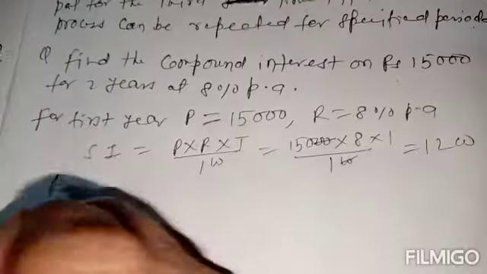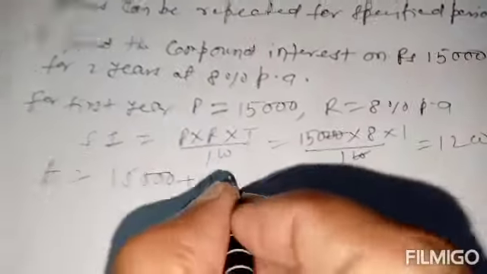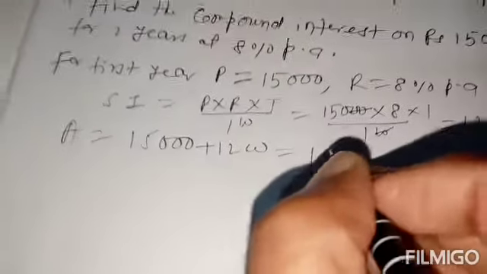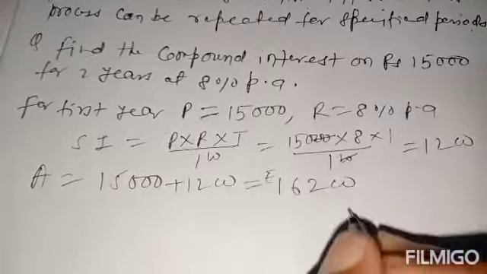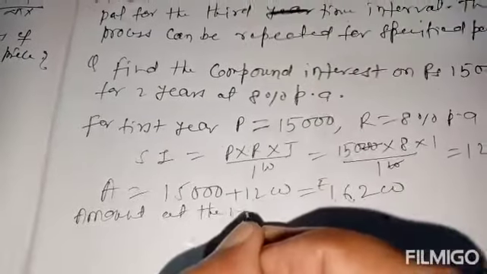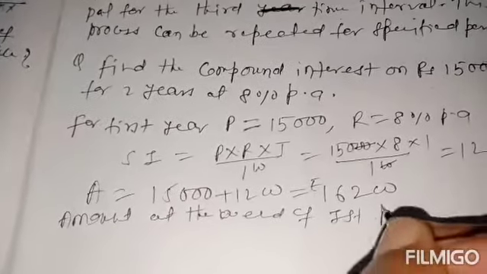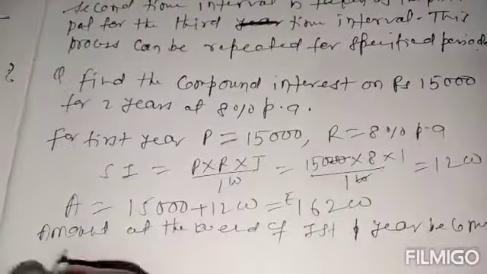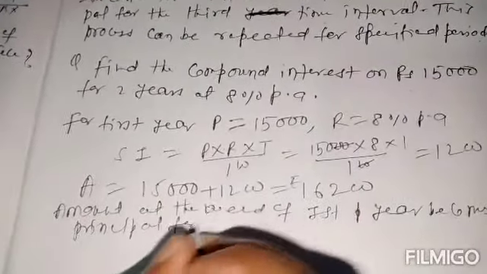And then amount is equal to 15,000 plus 1200, 16,200. This amount at the end of the first year becomes the principal for the second year.